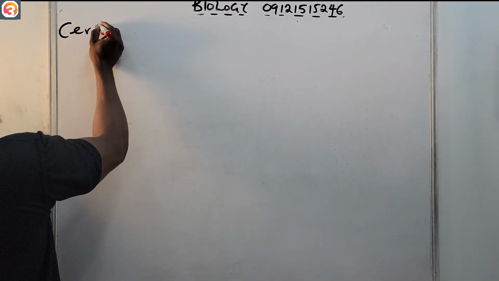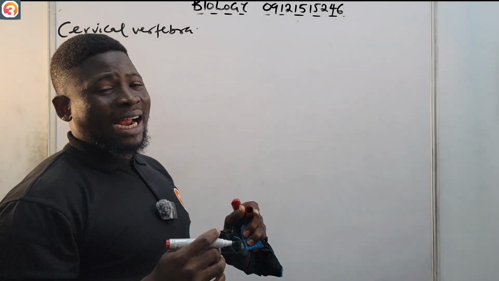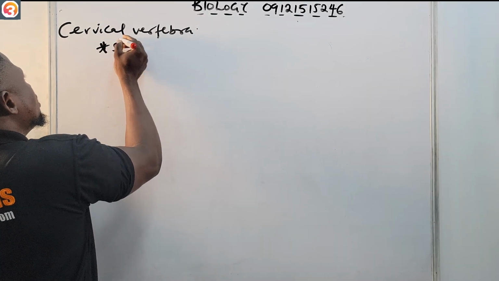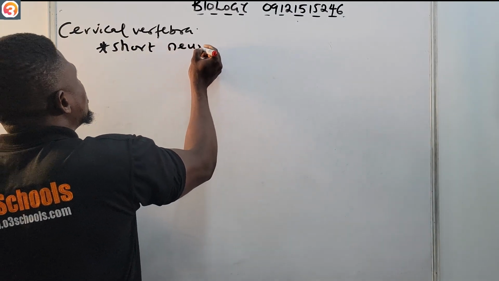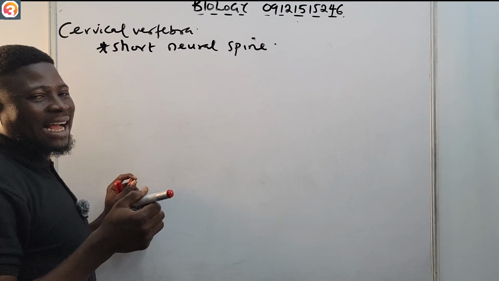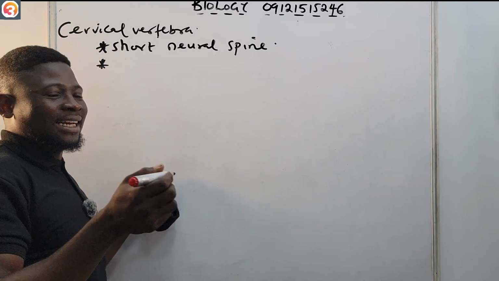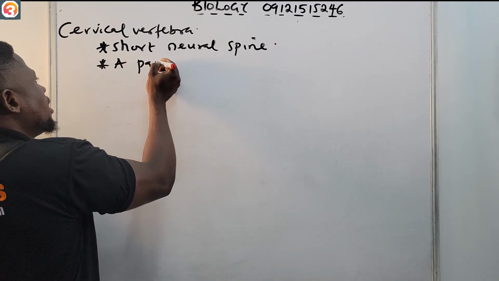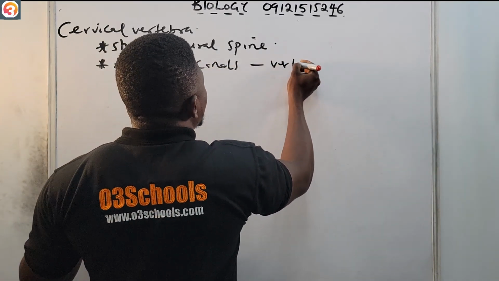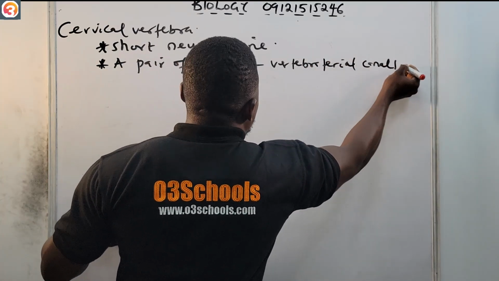So let's look at the cervical vertebra. The cervical vertebra is characterized by a short neural spine, and also a pair of canals known as the vertebraterial canals. Please take note of that.